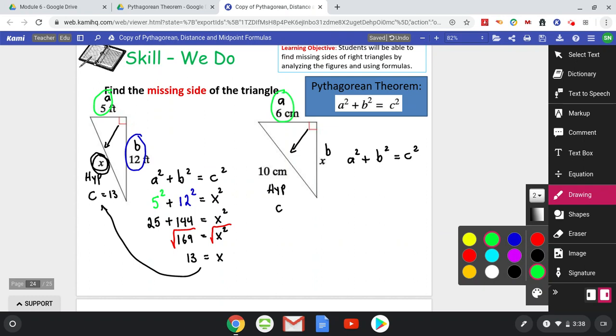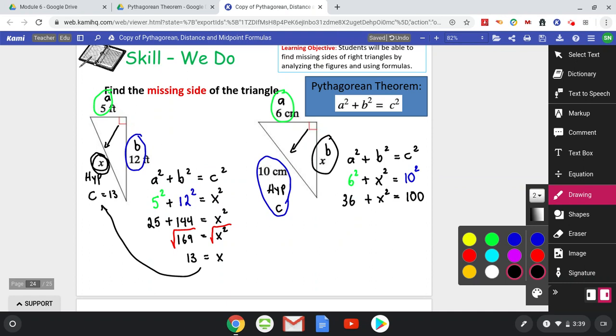Now a is 6 meters, that means 6 squared, plus we do not know what b is. We are told that this is x, so I will put x squared equals, and we have c, or the hypotenuse, which is 10. That means 10 squared. We are still trying to get x. 6 squared is 36, plus x squared equals 10 squared, which is 100.